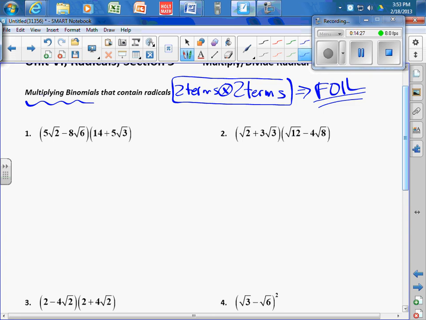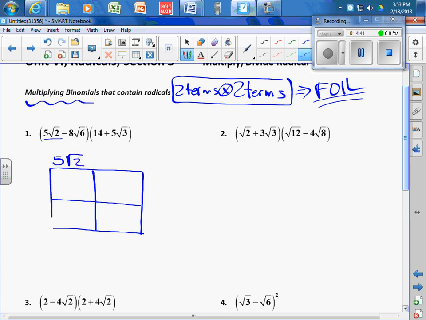What I want you to do is make yourself a box and make window panes like this. And the 5 radical 2 goes in the first column, and the negative 8 radical 6 goes in the second. Then you're going to do 14 and put it here, and then the 5 radical 3 you're going to put it here. Now this first box is going to come from taking 5 radical 2 times 14. I'm going to multiply these two things together and put it in this box.